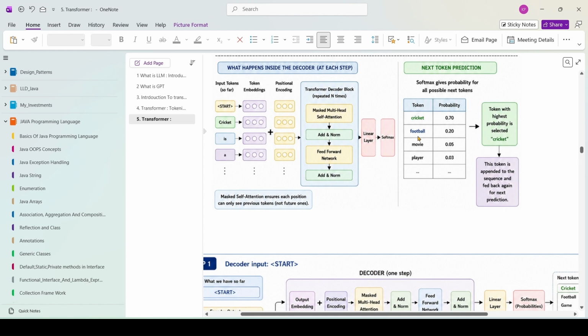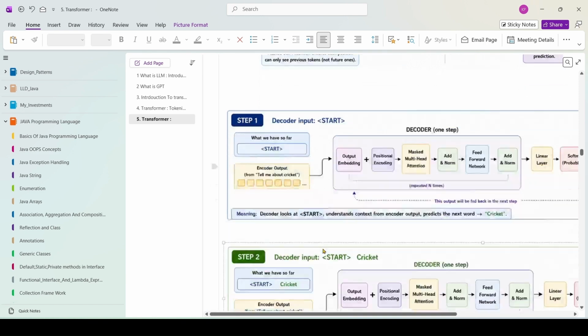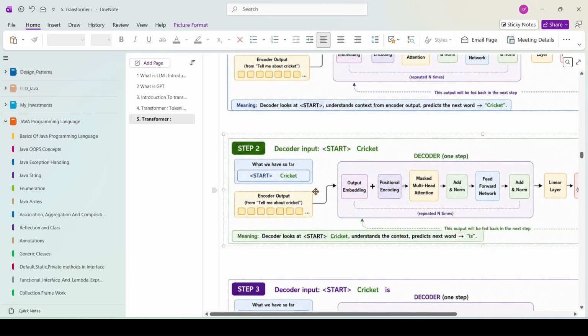Now, the output vector that has the highest probability will be chosen as the output token. In our case, cricket is the one that has the highest probability. So at the end of the first iteration, cricket becomes our first output token. Now this will be appended to the input to the decoder. So in the second iteration, start and cricket will become the input to the decoder.